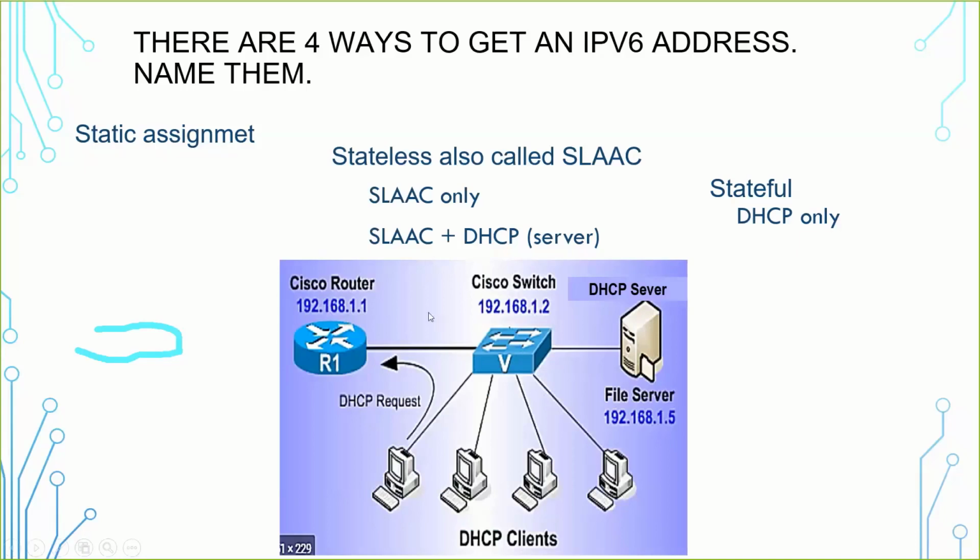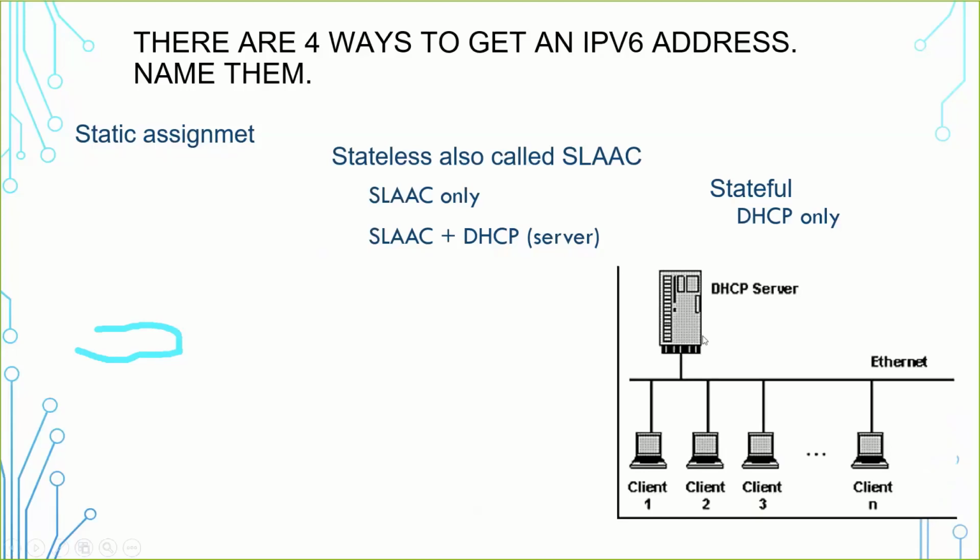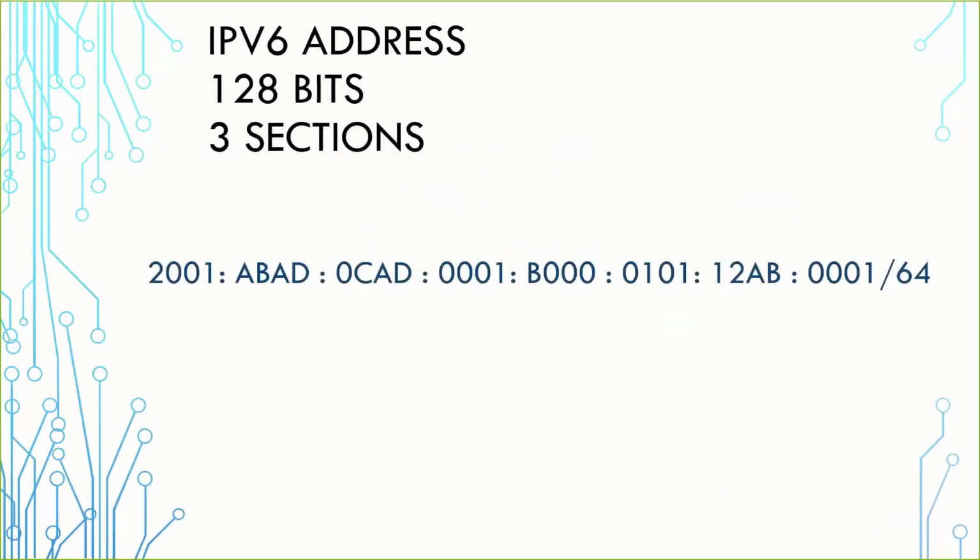They're both dynamic. Or lastly, the fourth way of assigning an IPv6 address to a client is just straight up using a DHCP server. So that means I'm not using a router to store any of the DHCP information. I'm going to use just a straight up DHCP server for everything. Okay, so let's just review this IPv6 addressing again.